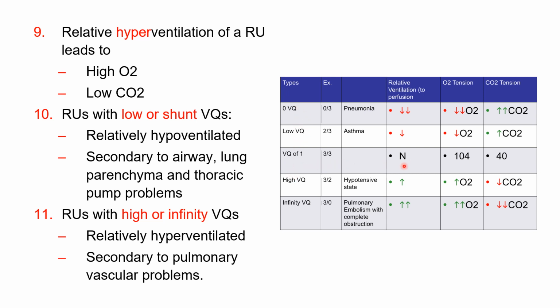A V/Q of 1 produces a normal oxygen and a normal carbon dioxide. In a low V/Q and 0 V/Q, there's relative progressive hypoventilation and therefore a relative progressive hypoxemia and a relative progressive hypercapnia. In a high V/Q and a V/Q of infinity, there's a relative increase in hyperventilation and therefore a relative increase in hyperoxemia and a relative decrease in hypocapnia.